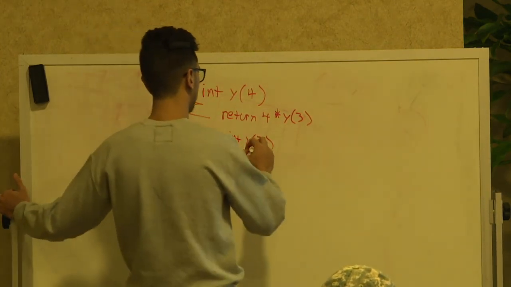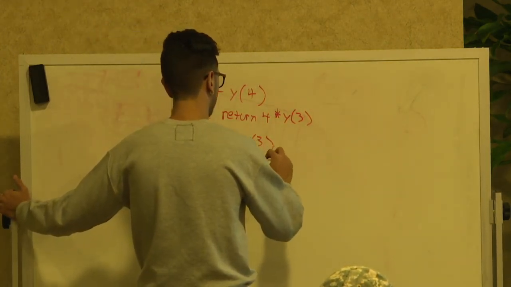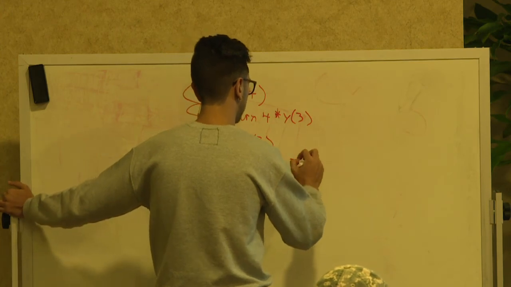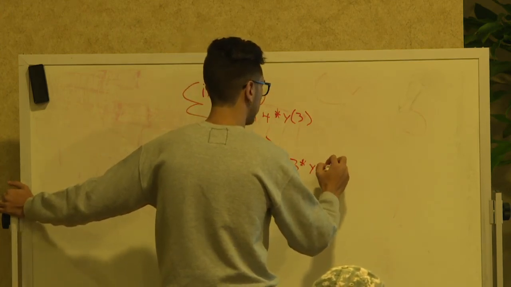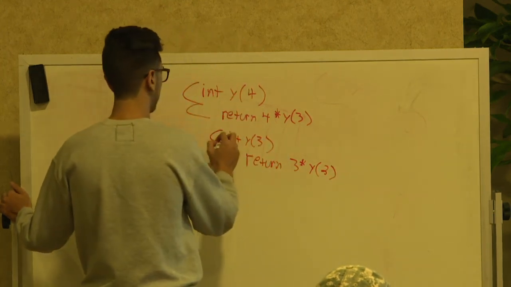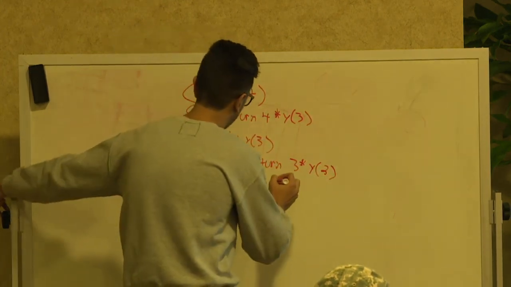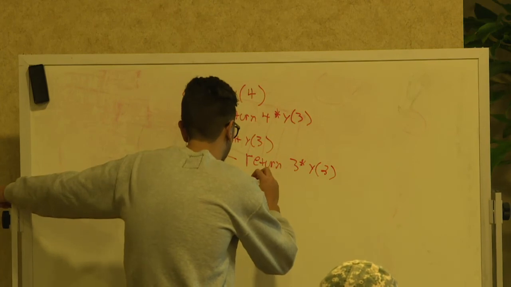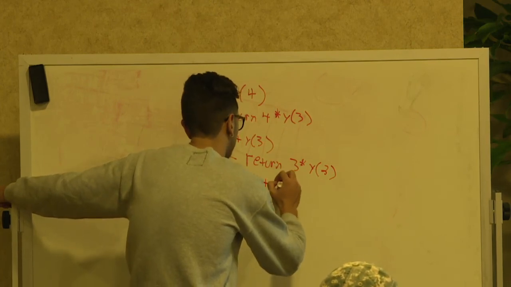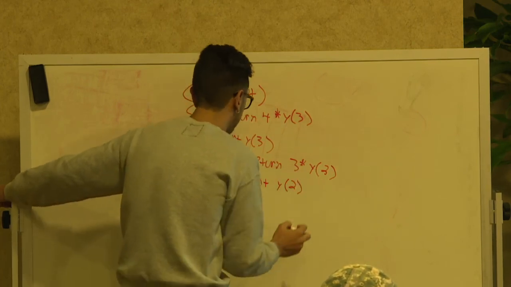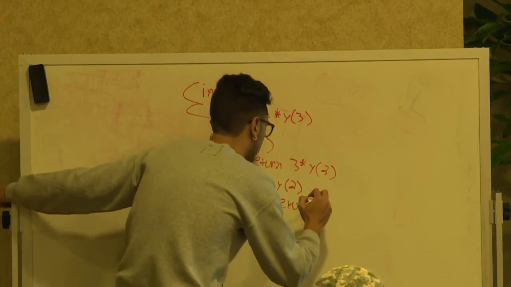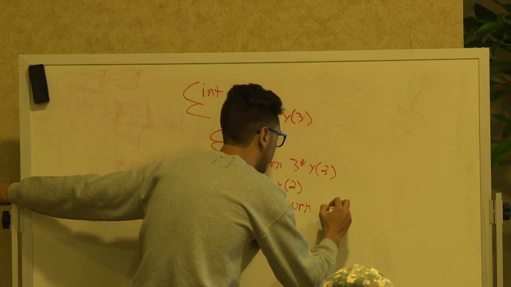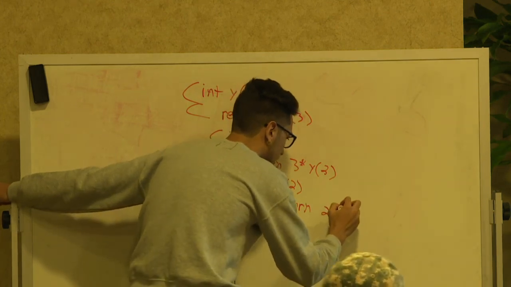It's not, so then we return 3 times, and then the result of another function call, 3 minus 1. And so then this one is grouped, and so then we get a little lower. So int y, this time 2. And we check is 2 less than or equal to 1. It's not, so then we return 2 times 1.